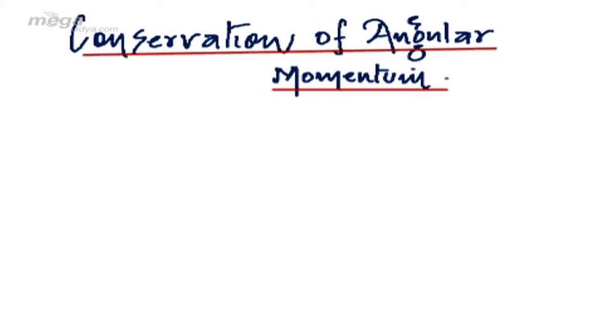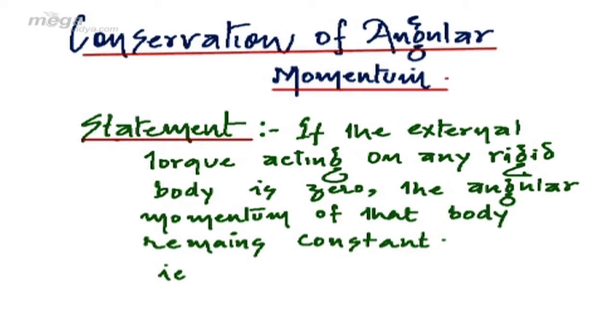Today we are going to discuss the conservation of angular momentum. It says that if the external torque acting on the system is 0, the net angular momentum remains conserved. That is, we can say if tau net, that is the external torque, is equal to 0, it will imply L will be equal to constant.